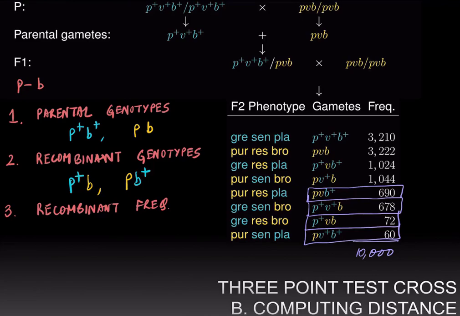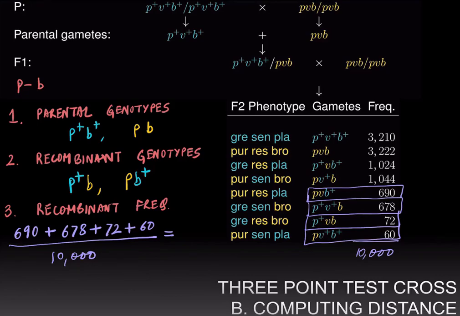In order to compute the map distance between P and B, we can add all of these up. So 690 plus 678 plus 72 plus 60 divided by 10,000, and that will give us 15%. Therefore, P and B are separated by 15 map units.